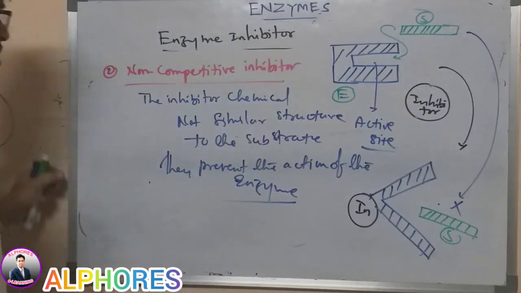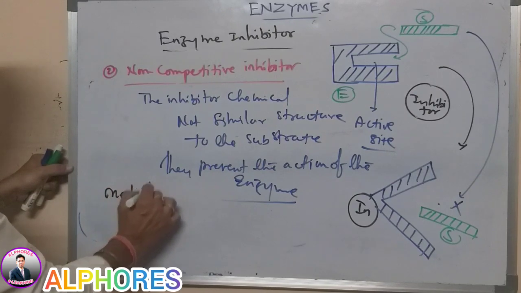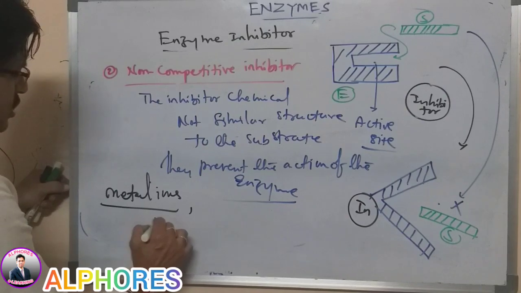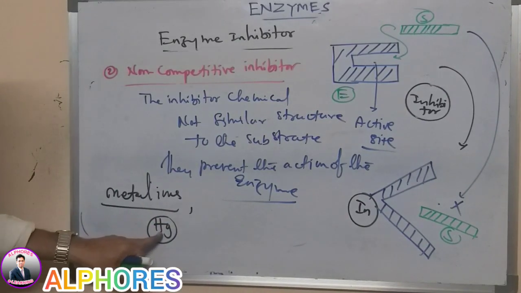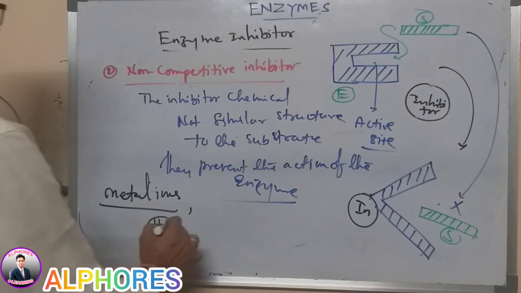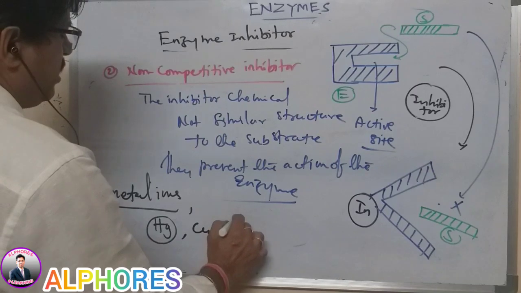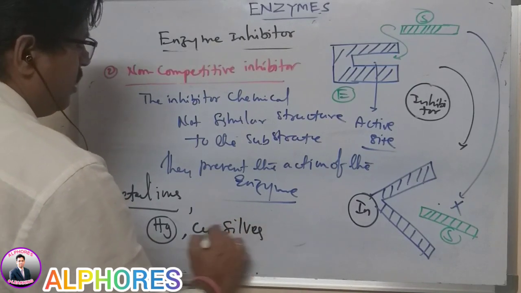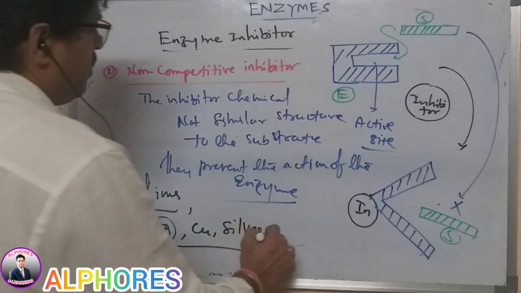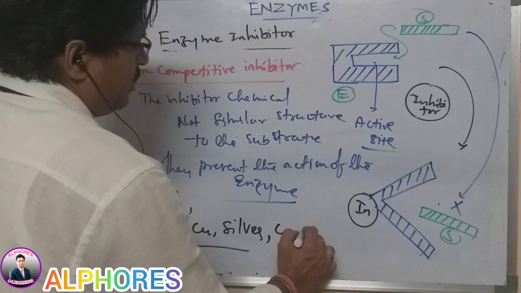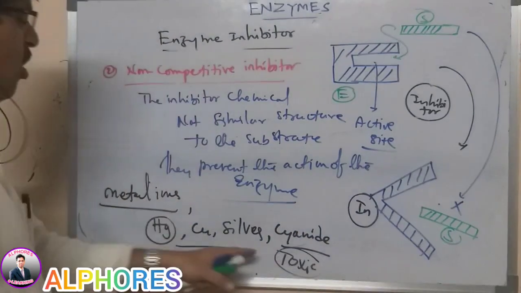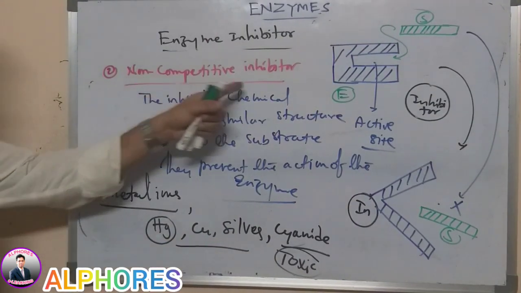You will find this in the case of metal ions. Some of the metal ions, like mercury, Hg, you know very well, is called mercury. Mercury is one of the examples. Salts of heavy metal ions like mercury, copper, and silver, and also some cyanide. Cyanide is also a very toxic material. These are all non-competitive inhibitors.